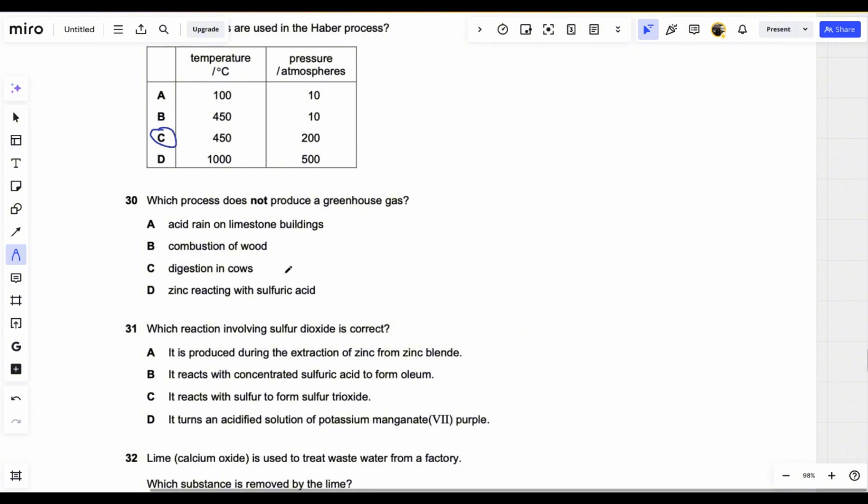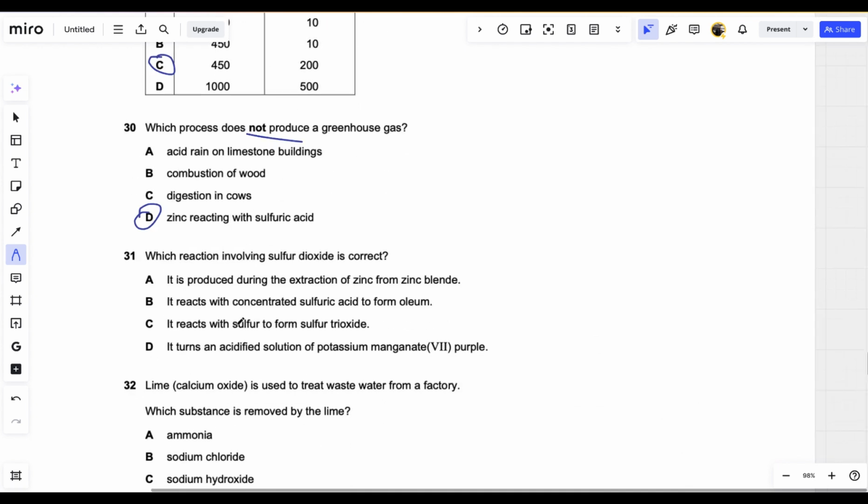Zinc reacting with sulfuric acid does not produce greenhouse gas. When zinc reacts with sulfuric acid, it produces zinc sulfate and hydrogen. So there's no greenhouse gas produced in this process. So our answer is D for this question.